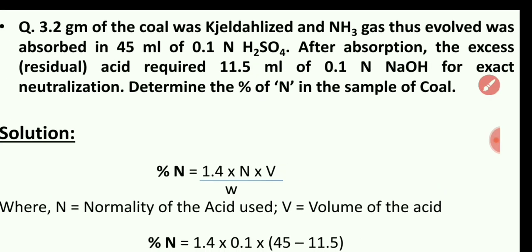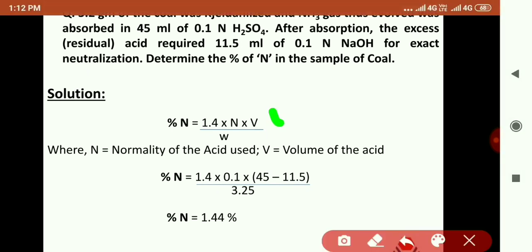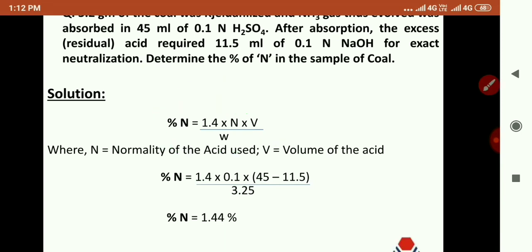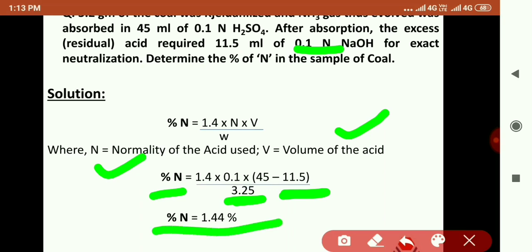So in this particular problem you have to understand and know the volume of acid used, right? So the volume you have to take, the normality you know, and this is the formula. So percentage of nitrogen is equal to 1.4 into N into V upon W, where N is the normality of the acid, V is the volume of the acid used. So percentage of nitrogen will be 1.4 into N, which is 0.1, and then the volume of the acid used, as I have already discussed with you, should be 45 minus 11.5, and upon the weight of the coal sample taken, which was 3.25. So in this way we determine the percentage of nitrogen.